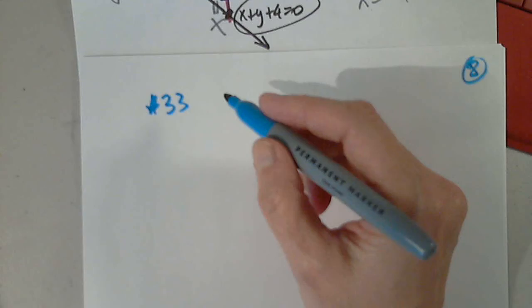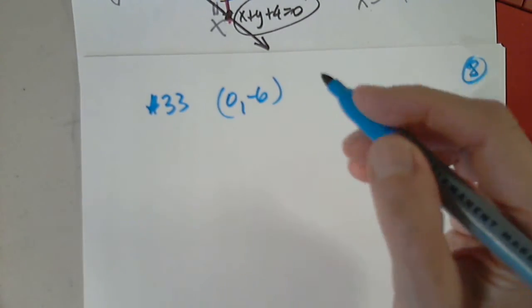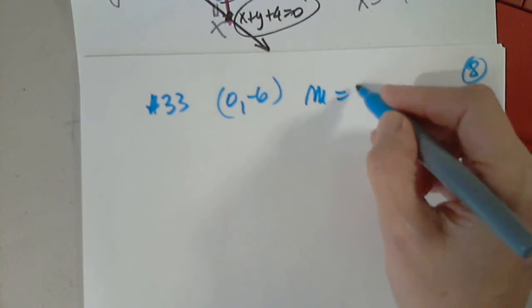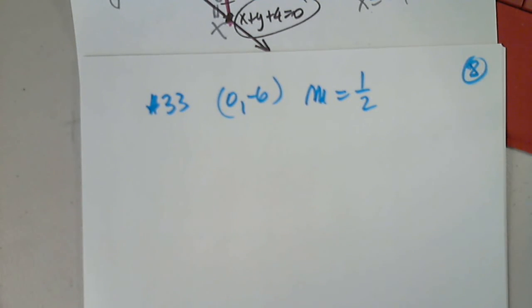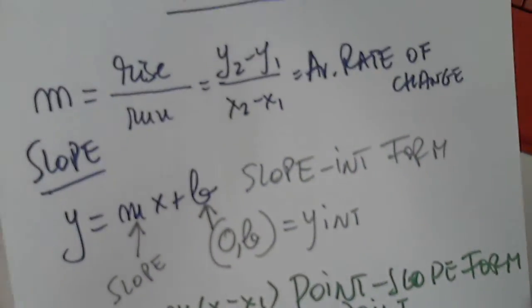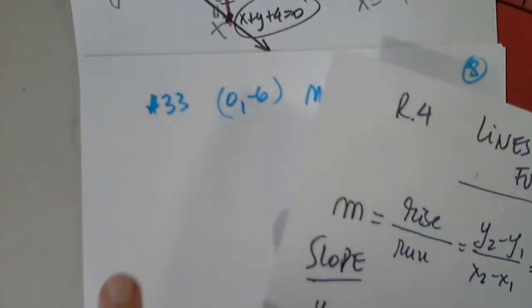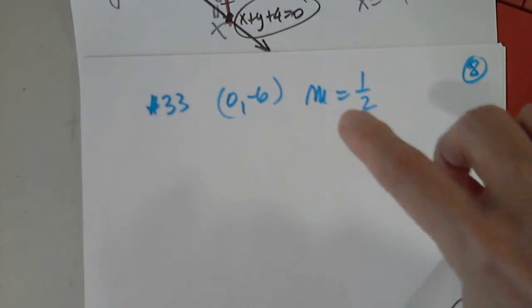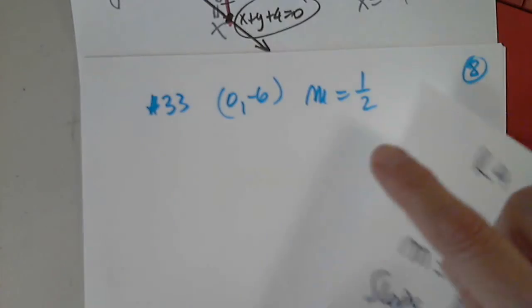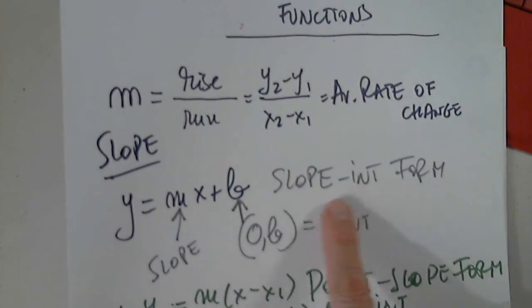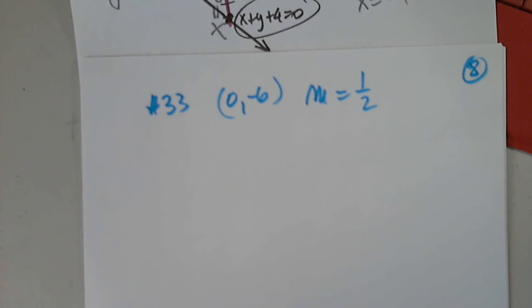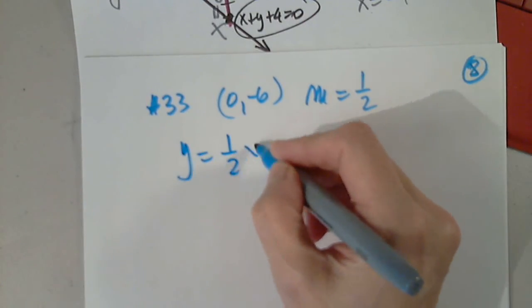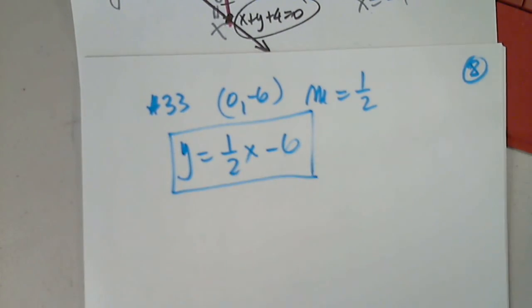33 is telling us that the y-intercept is (0, -6), and the slope is 1/2. It's asking us to write the equation of the line. So as we reviewed quickly, if I'm given the y-intercept, which is (0, a number), this is -6 in our problem, and I'm given the slope, which is 1/2, I should be using the slope-intercept form because it's the easiest of the two. It doesn't really matter. It's not a big deal, though. So then I have y equals 1/2 x minus 6. And that's done.